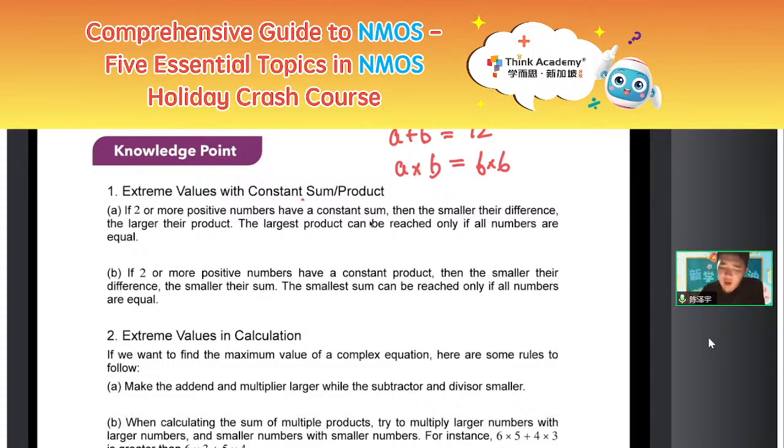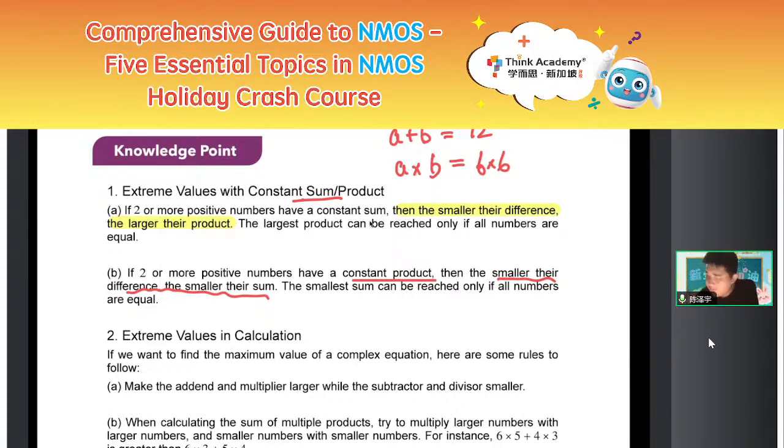Now, whenever you have a constant sum, the smaller their difference is, the larger their product. So you can highlight this sentence: smaller difference, larger the product. This is the best we can do. Now, if they have a constant product, it would be nice for you to memorize this: smaller the difference, smaller the sum. So it's not exactly the same.